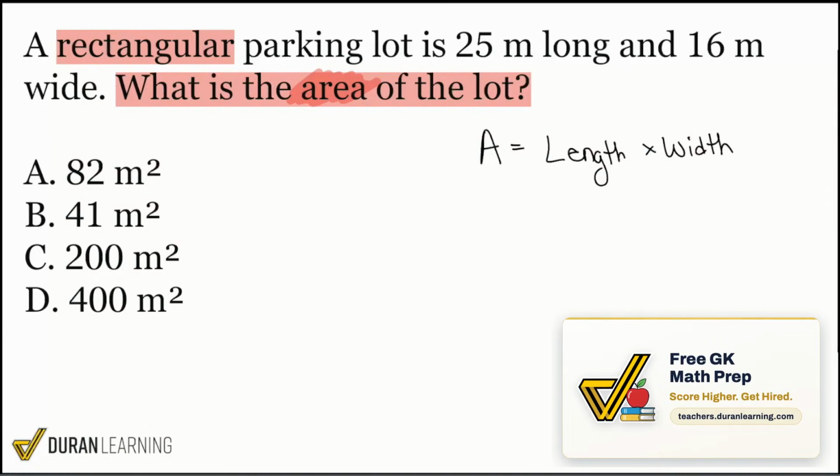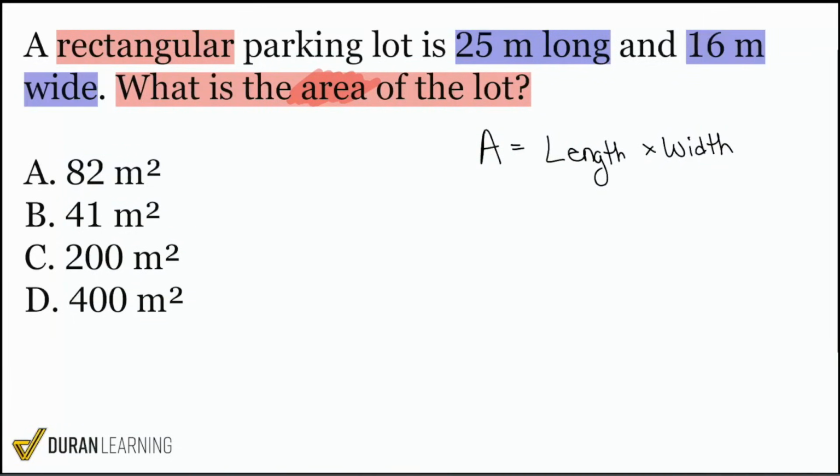So we have our area formula lined up, and let's understand what information we're given. To find the area, which is what we're looking for, we're going to need the length and the width given to us. And we see that right here: 25 meters long, 16 meters wide. We have the information we need to plug in. For the length, I'll plug in 25. For the width, I'll plug in 16. And to get my area, I'm going to have to multiply 25 by 16.